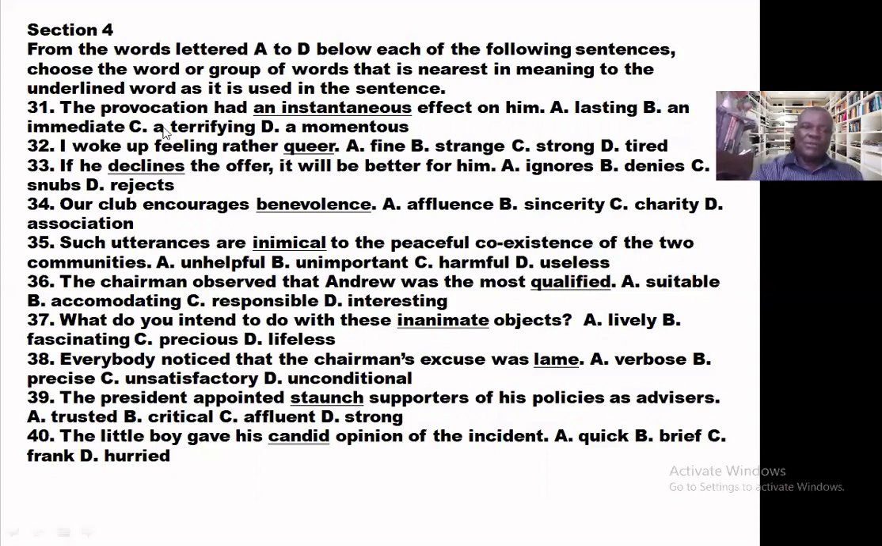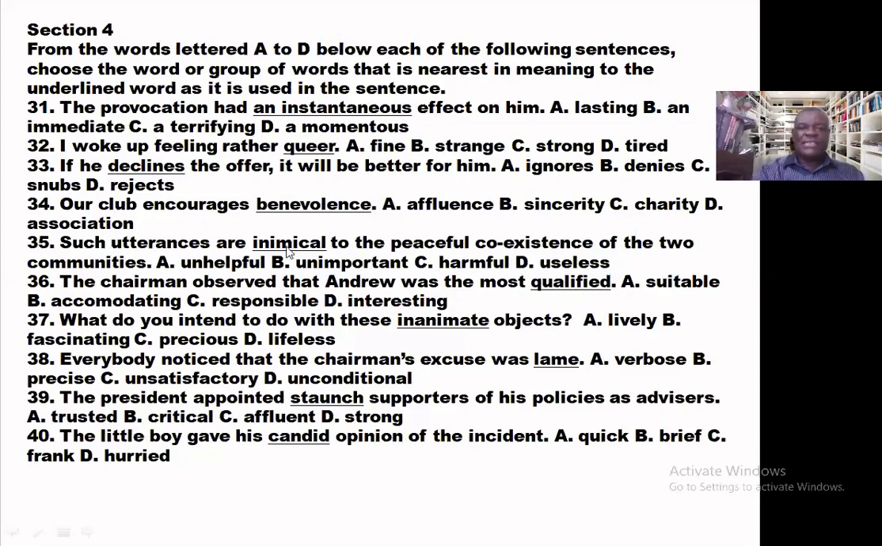Don't forget, we are looking at synonyms, which is nearest in meaning. 34, our club encourages benevolence. A, affluence, affluence is being rich. B, sincerity, no. C, charity, that's quite correct. You know, charity is when you show kindness to people, and benevolence is just what charity is all about.